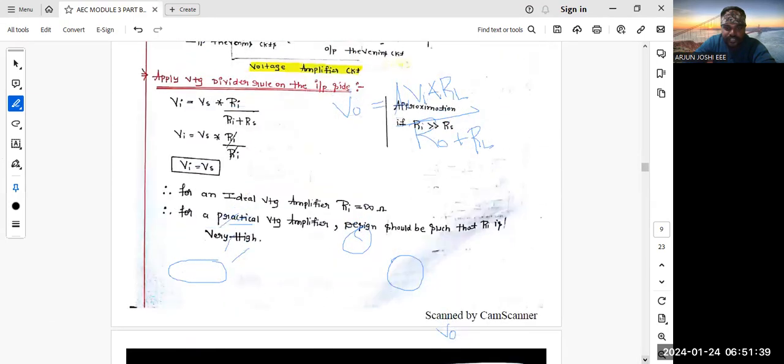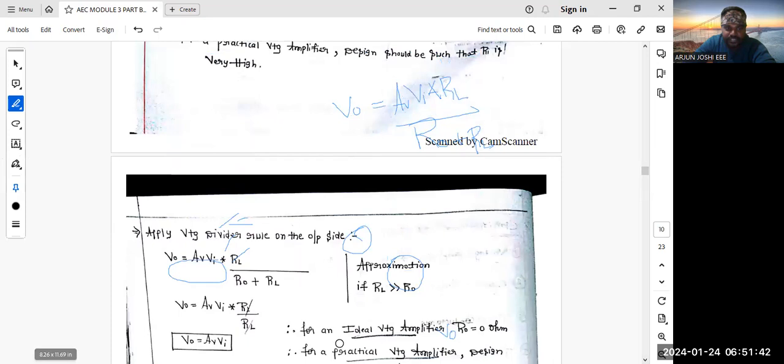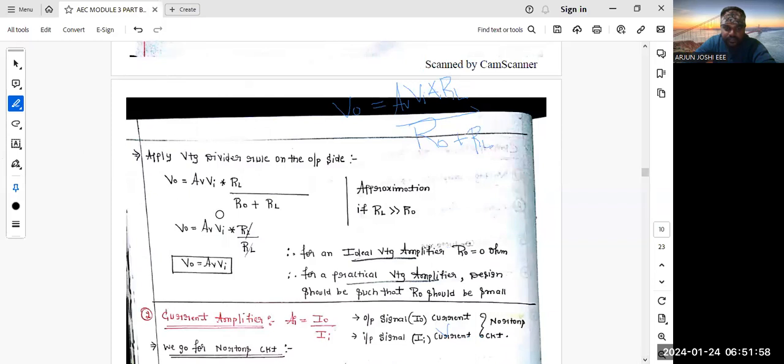I have already written it here, please check it out. Vo is equal to Av Vi RL divided by Ro plus RL. Here RL is much greater than Ro, so I'm going to neglect Ro and consider only RL. When we consider only RL, RL gets cancelled, so Av Vi remains. Vo is equal to Av Vi.